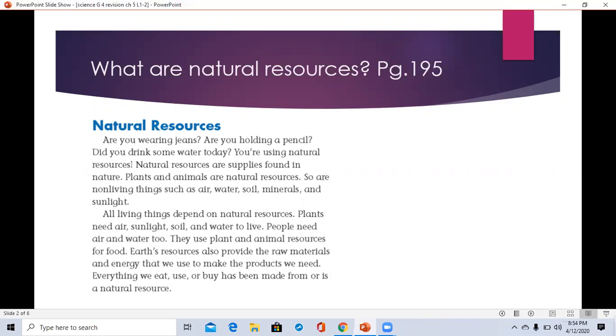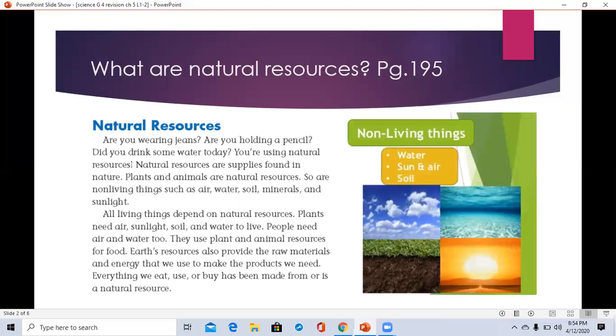All living things depend on natural resources. Plants need air, sunlight, soil, and water to live. And people need air and water too, but they use animals and plants as resources for food. Earth's resources also provide the raw minerals and energy that we use to make the products we need. Everything we eat, use, or buy has been made from, or is, a natural resource.